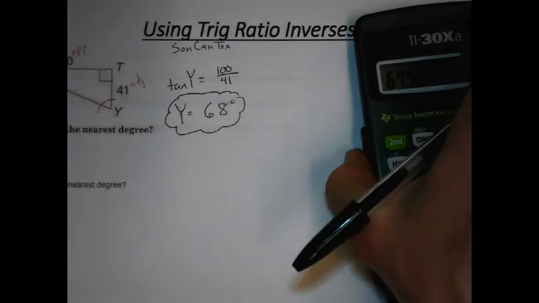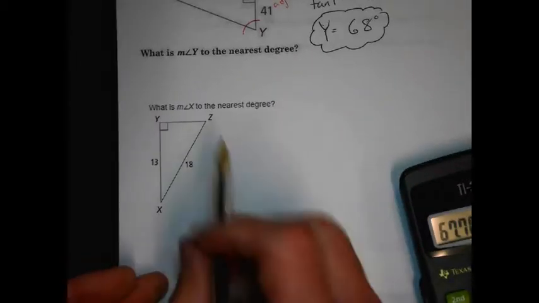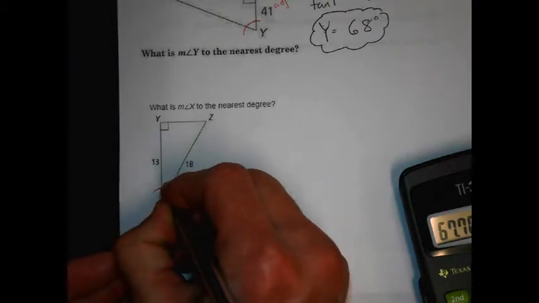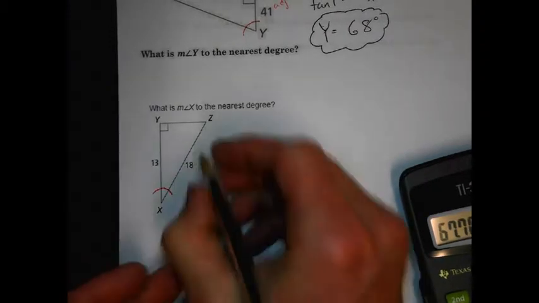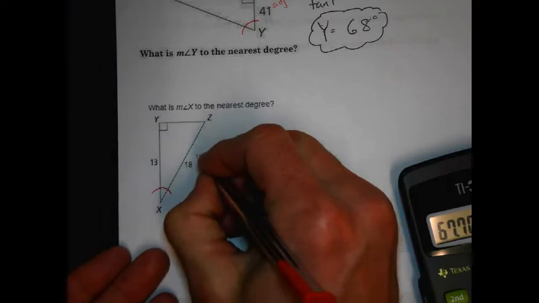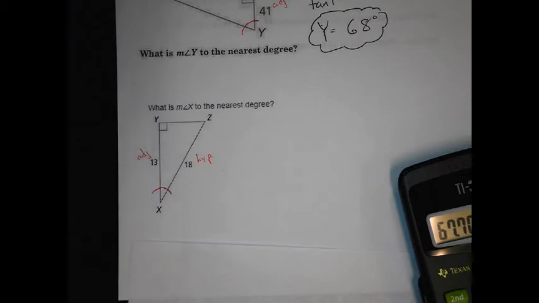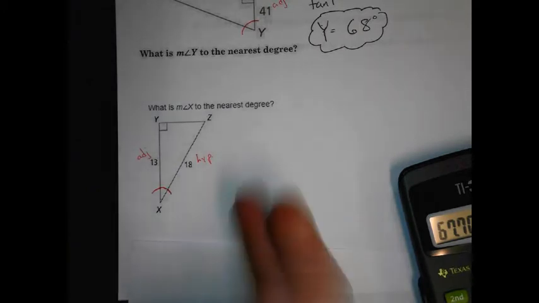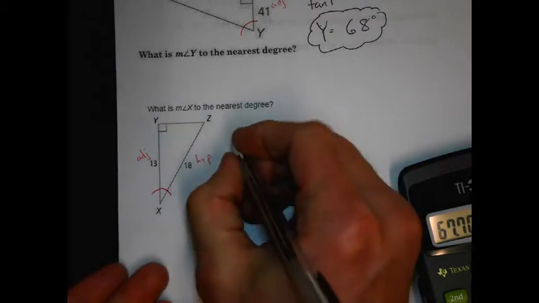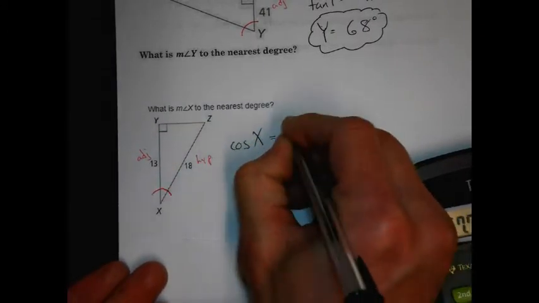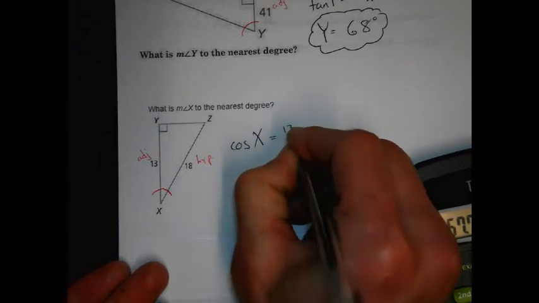All right, so another question here. Different diagram. The question here is, what is the measure of angle x to the nearest degree? Here's angle x. What are we looking at? Okay, so it's all about perspective. 18 is the hypotenuse, and 13, hopefully you see, is adjacent to x. So if we're talking about adjacent and hypotenuse, you better know by now it's cosine. Cosine of x is going to be 13 over 18.